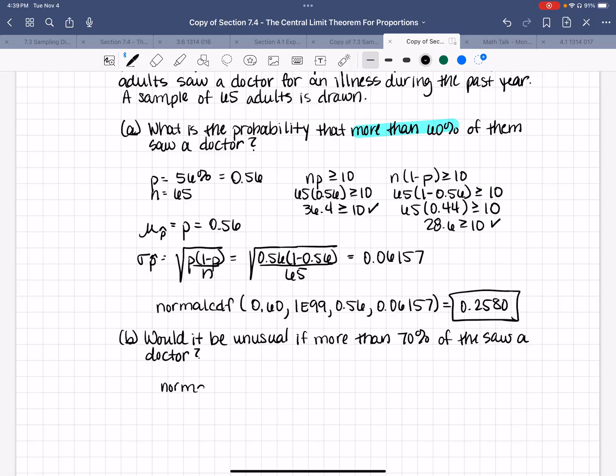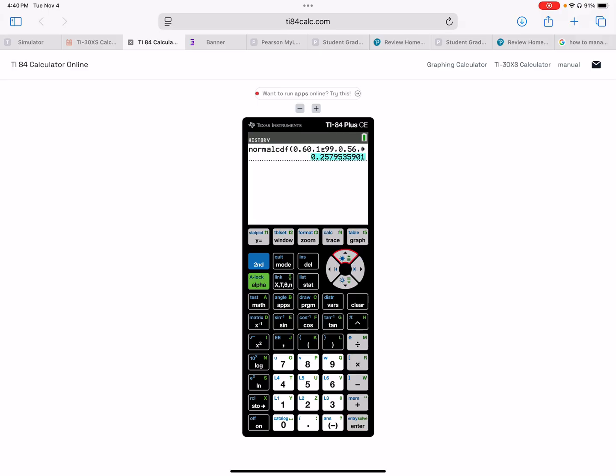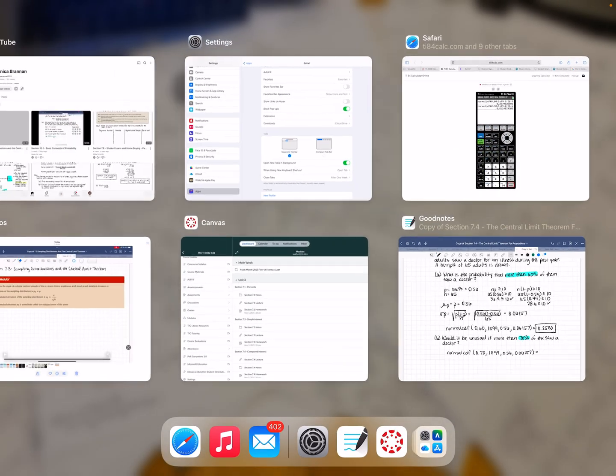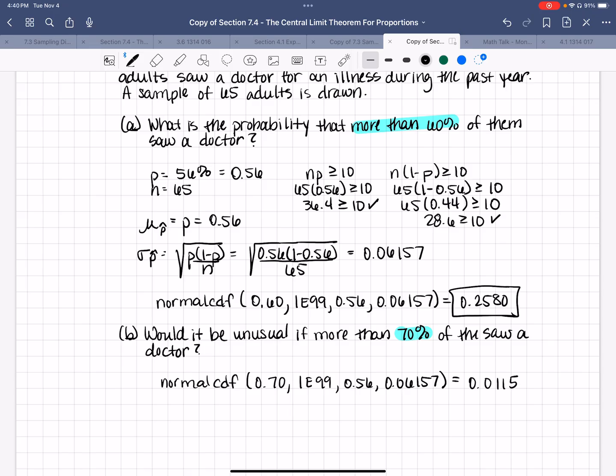So I'm going to do a normal CDF again. This time my lower limit is going to be 70%, so 0.70, and my upper limit is 1E99 again. We've already calculated our mean, which is 0.56, and our standard deviation, which is 0.06157. So all we have to do is change our information there. I can just highlight that and hit enter, then change that 60% to 70% and above. I hit enter, and I get 0.01149, or 0.0115 with 4 decimal places. Guys, that's about 1%. Only about 1%.